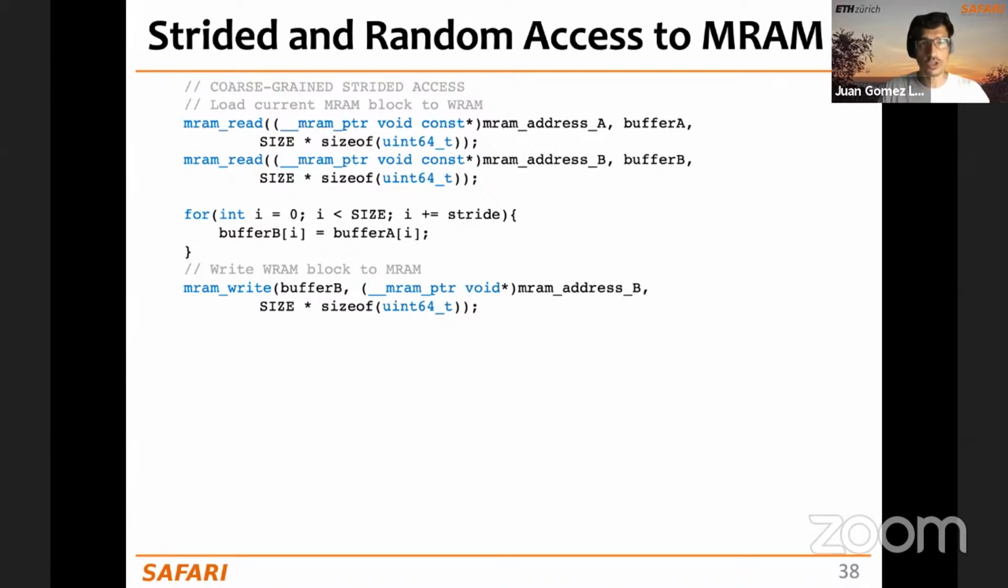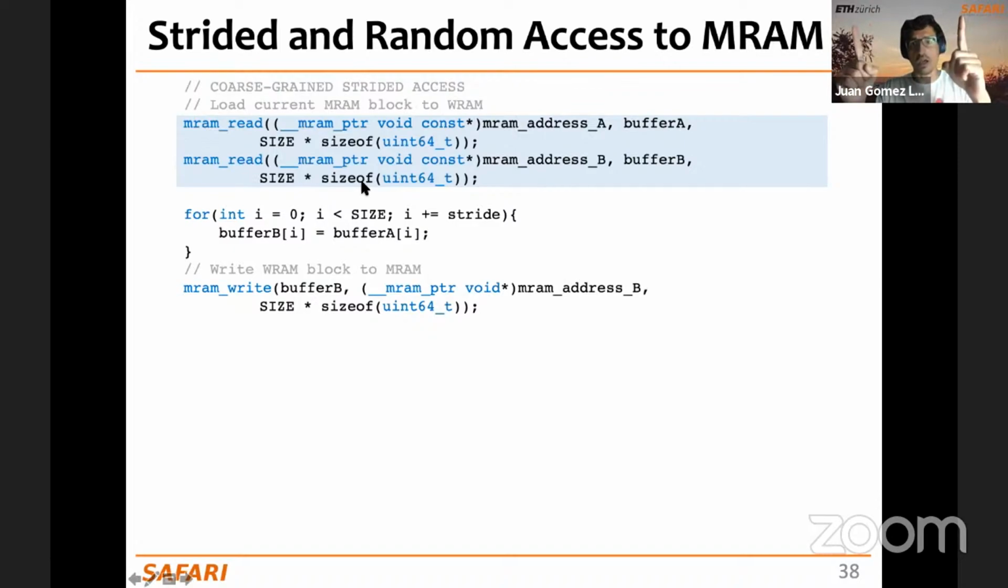In the first one, the coarse grain strided access, what we do is read whole chunks. In this experiment, we essentially read from one array and write into another array, and we do this in a strided manner. We are not accessing all elements in the arrays. We are just accessing with a certain stride, which is the distance between two elements that are accessed by your program. Because we want to copy from an array A in MRAM to an array B in MRAM, we read these two arrays in chunks, let's say chunks of 1024 bytes.